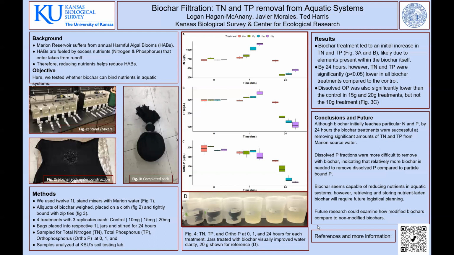And yeah, so dissolved P fractions were more difficult to remove with biochar, indicating there are relatively more biochars needed to remove dissolved phosphorus compared to particle-bound P. Biochar seems capable of reducing nutrients in aquatic systems. However, retrieving and storing nutrient-laden biochar will require future logistical planning, and future research could examine how modified biochars compare to non-modified biochars.